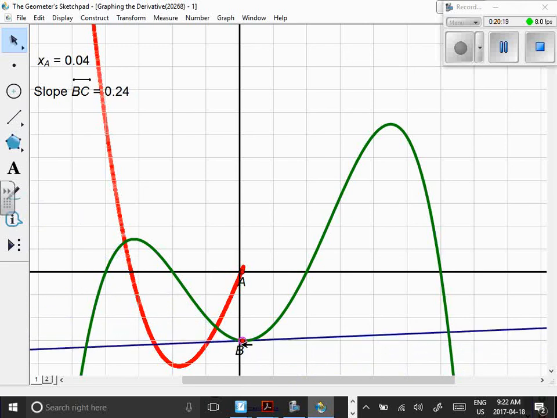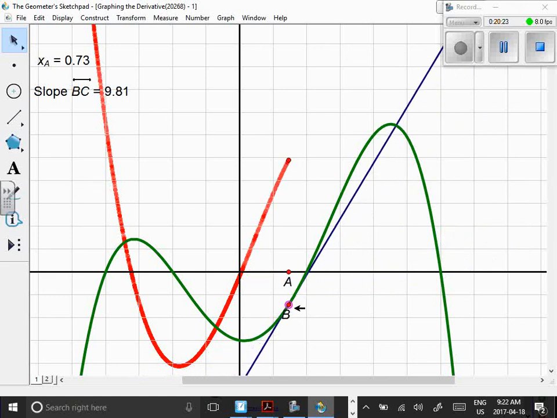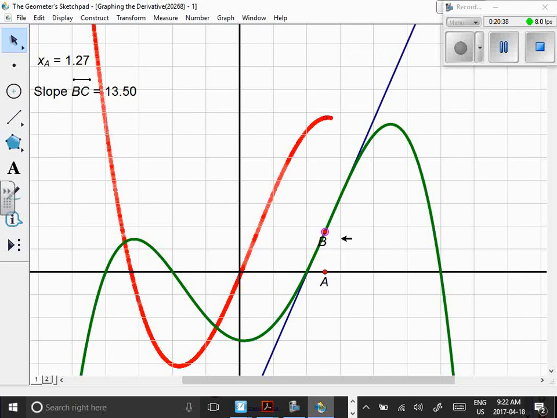And then again, it's positive. And it gets more and more positive until some point around here where it starts to get less positive. And the derivative has a maximum there. That point is called the point of inflection. We'll learn more about it later. But in here, then it starts to get less positive.